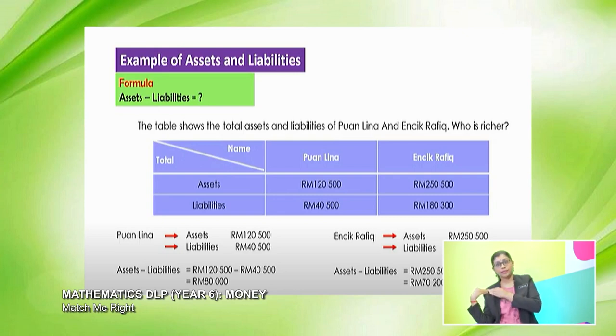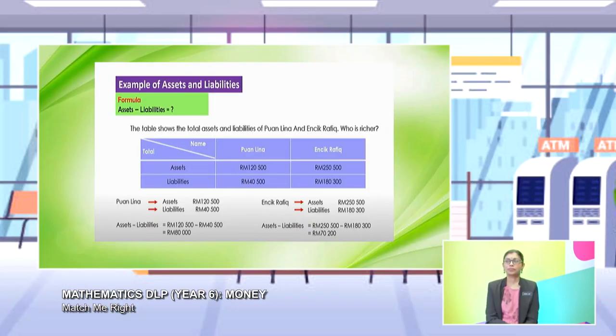Okay, this is an example of asset and liabilities. Okay, formula, you see. We have two persons here. One is Puan Liza and the other one is Encik Razik. Can you tell me which is the richer person? Looking at this, I believe... You have to do the comparison between the assets and liabilities. So what can you tell about that? Who's the richer person? I think it's Puan Liza because her assets are higher than her liabilities.